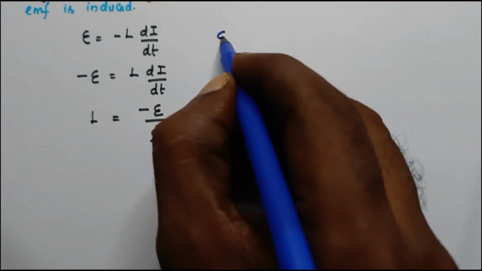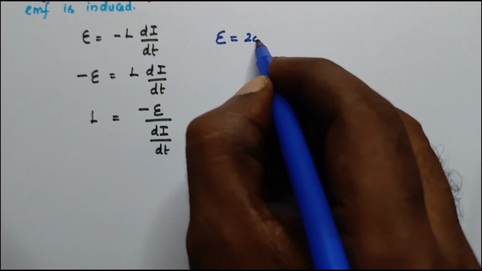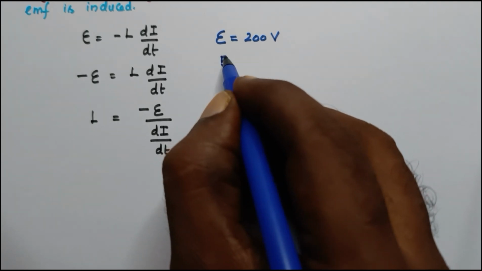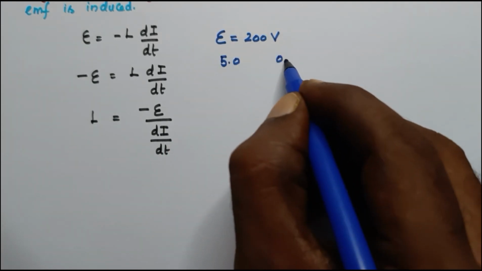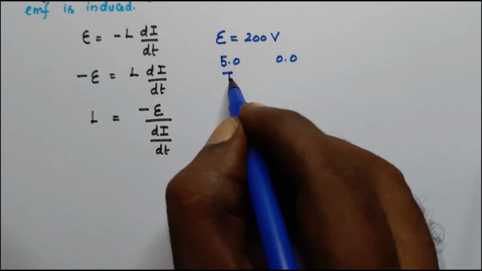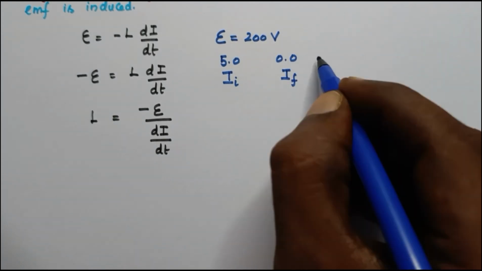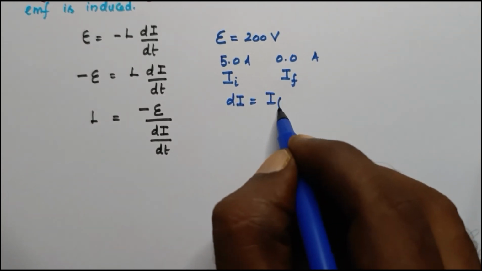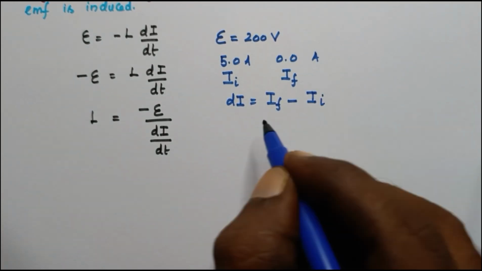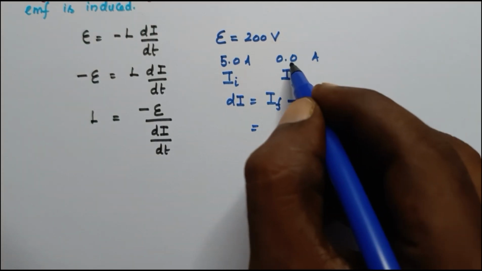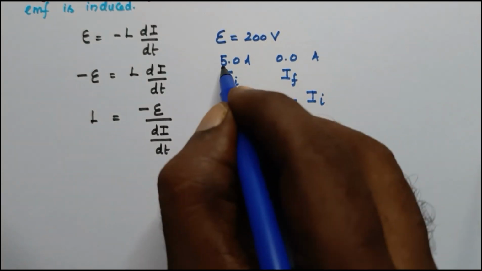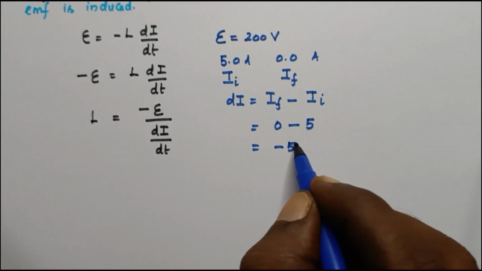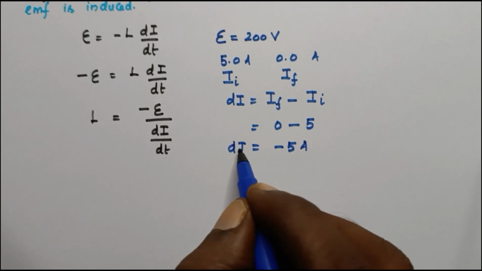Epsilon is the induced EMF. Induced EMF is given as 200 volt. Current changes from 5 ampere to 0 ampere. So 5 ampere is the initial current and 0 ampere is the final current. Therefore, change in current is equal to final current minus initial current. What is the final current? Final current is 0 ampere minus, what is the initial current? Initial current is 5 ampere. So this is equal to minus 5 ampere, which is the change in current.